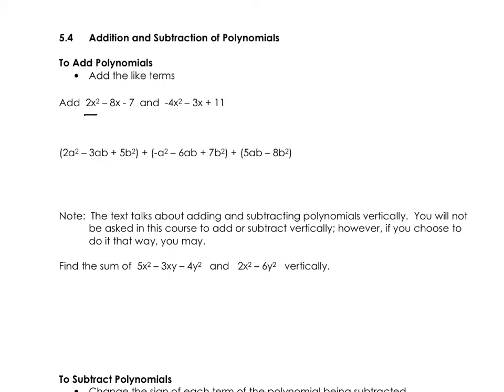2x squared and negative 4x squared are like terms. So let's add them. You have 2 of them minus 4 of them. You have negative 2x squared. Minus 8x is like term with minus 3x. If you have minus 8 of them minus 3 of them, you have minus 11 of them. And finally, you have this minus 7 plus 11. Minus 7 plus 11 is plus 4.